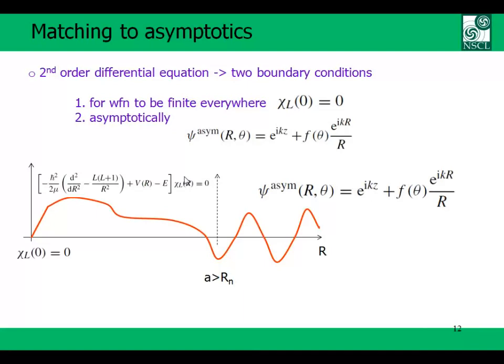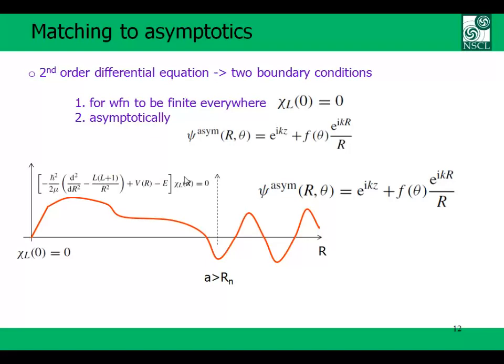And asymptotically, it needs to go as we know it should go, that is plane wave plus scattered wave, spherical scattered wave. Now, note that here we've already got a partial wave decomposition. Here we don't. So we still need to do this partial wave decomposition in order to then match the corresponding L's. So the next part of the exercise is to do a partial wave decomposition of this.